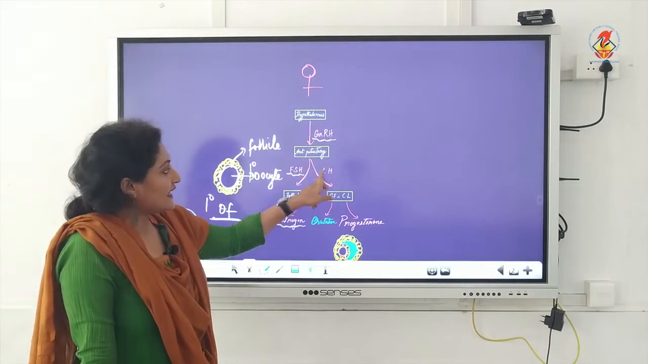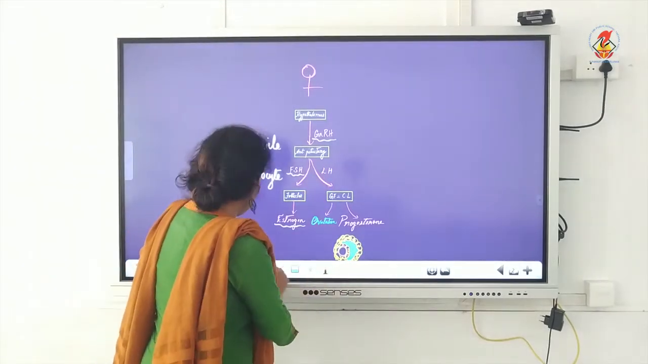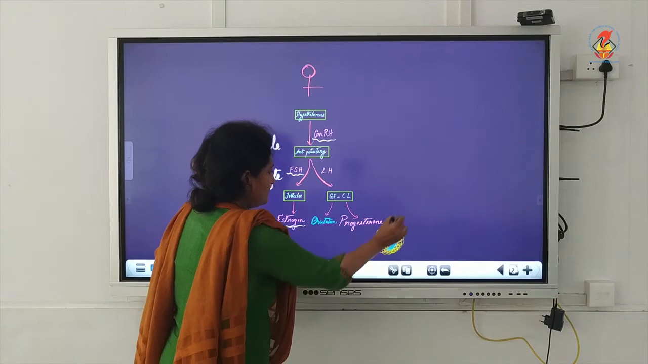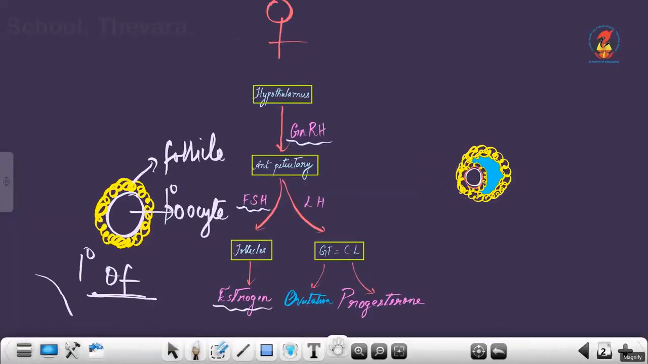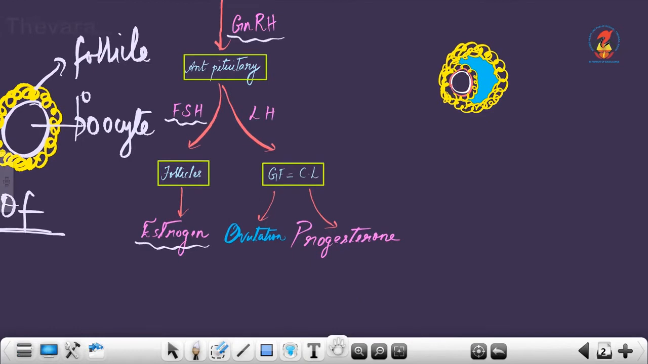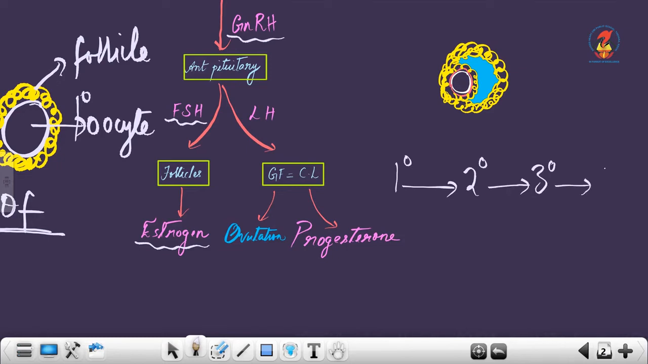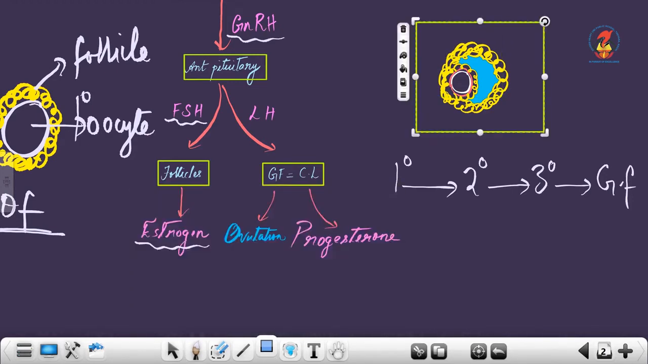Now on the other hand, the LH. We know the ovarian follicle, you have to recollect the stages of the ovarian follicle. From primary ovarian follicle it becomes secondary ovarian follicle, secondary to tertiary ovarian follicle, and from tertiary ovarian follicle it becomes a Graafian follicle. I have represented a Graafian follicle, and a brief outline of it.